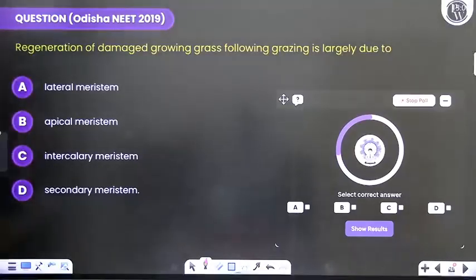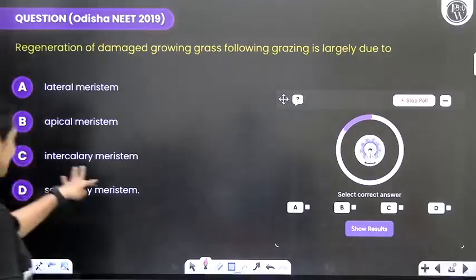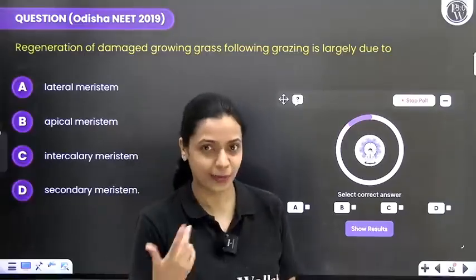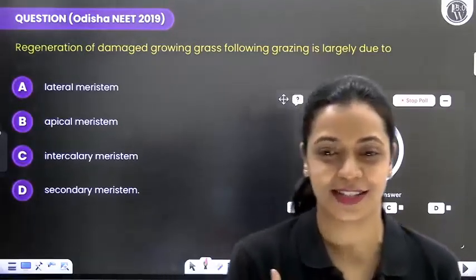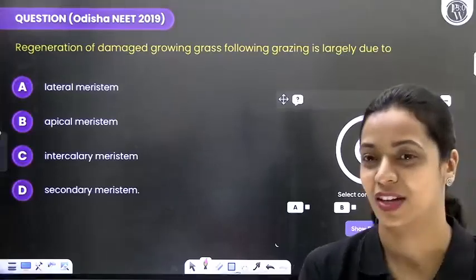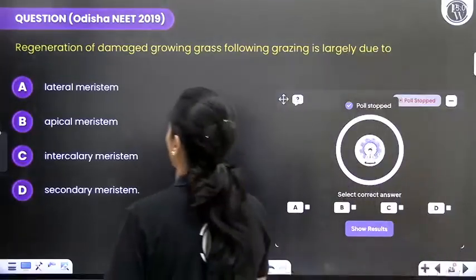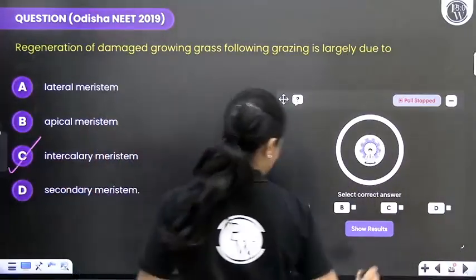Regeneration of damaged growing grass following grazing is largely due to lateral meristem, apical meristem, intercalary meristem, secondary meristem. Actually, this intercalary meristem is correctly pronounced differently, but my teacher taught it as intercalary, and that is how I will teach it. I will pass on the legacy. Okay, so the correct answer here is option C.